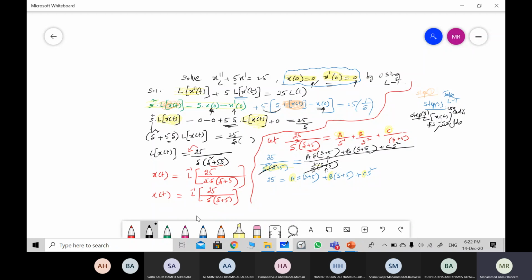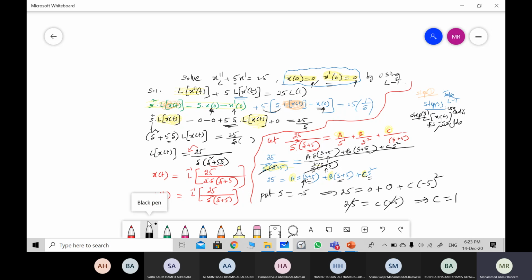So for that we go like this. Put s how much? If we put -5, this will become 0. These two. Then we can get C. This C we can get. So 25 here -5. -5 plus 5, 0 plus. -5 plus 5, 0. Here C times -5 squared. 25 is here, C 25. 25 cancel. C how much? 1. Any question?